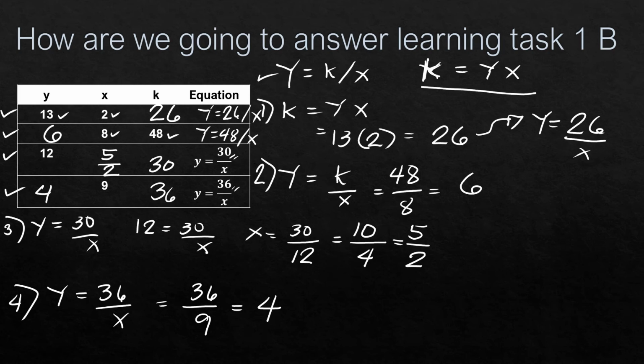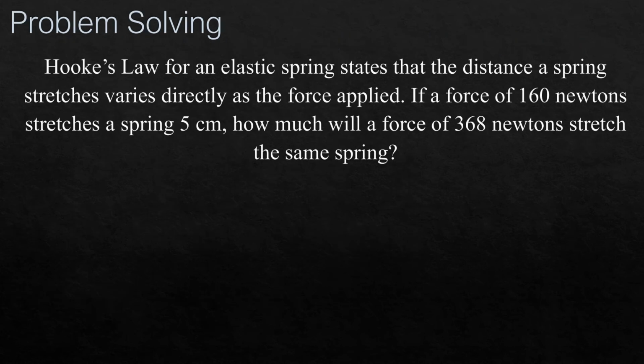Now, meron din tayong learning task 4 where we have a problem solving. So, paano naman tayo mag-solve ng problem solving involving direct and inverse variation? Tingnan natin yung mga example. So, we have here one example. From Hooke's law, an elastic spring states that the distance of a spring stretch varies directly as the force applied.